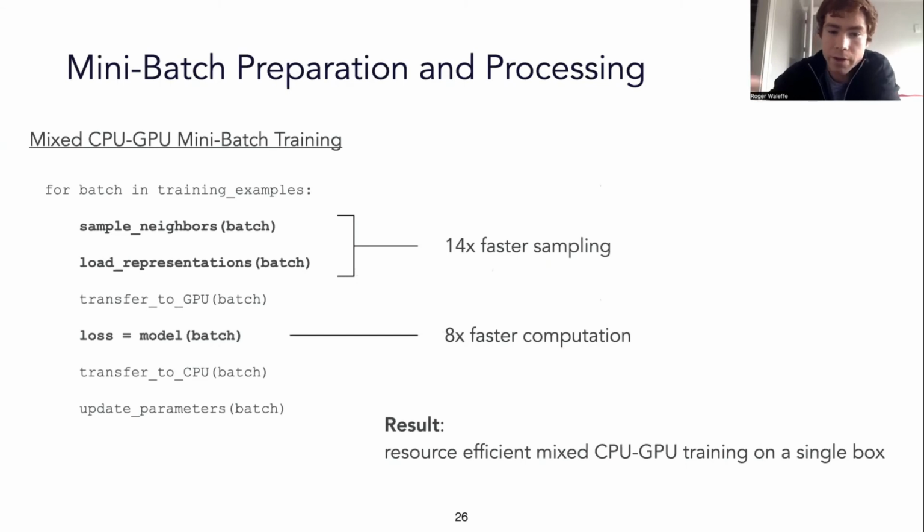So in summary, in Marius++, we were able to reduce the multi-hop sampling and computation times required for GNN mini-batch preparation and processing, which directly leads to faster mixed CPU-GPU training. And equivalently, this means Marius++ can also quickly train GNNs on cheaper machines with fewer compute resources, which unlocks the first piece of the puzzle for resource-efficient, large-scale training on a single machine.